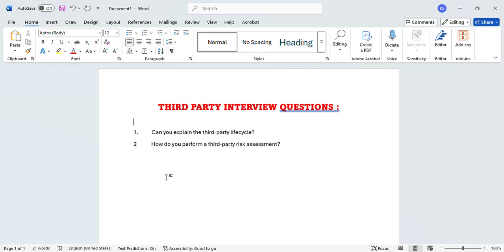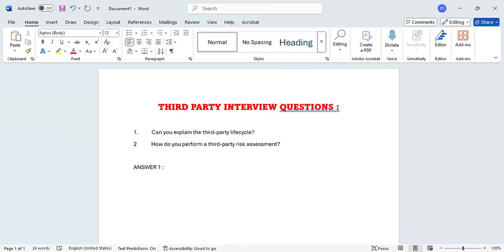As you can see, two questions are written in Word format. Can you explain the third party life cycle and how do you perform a third party risk assessment? These are the two questions I received by email from one of my subscribers. So today we will discuss in detail what the life cycle is and how you perform a third party risk assessment. So let's start with answer number one.